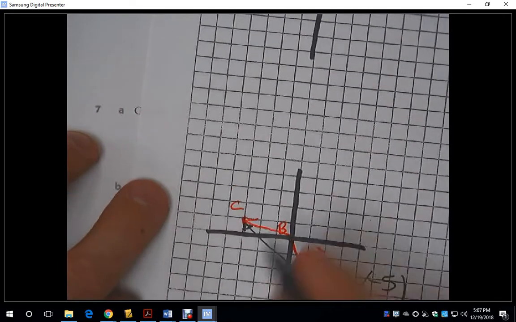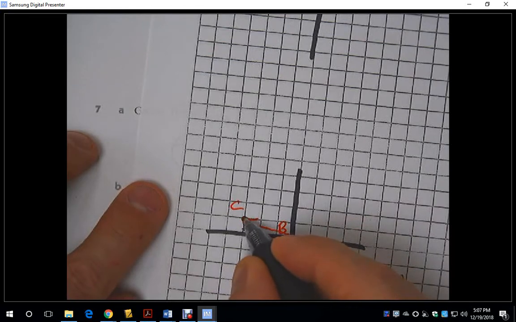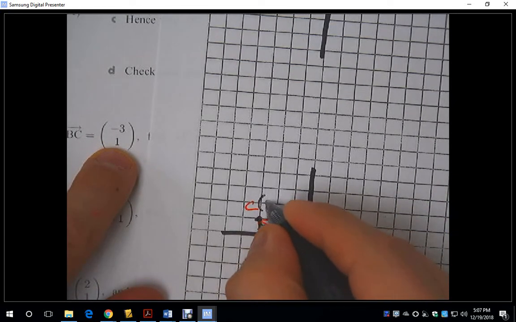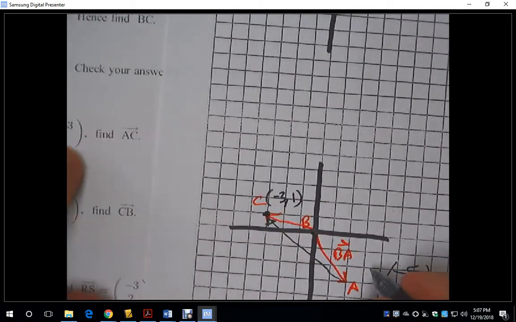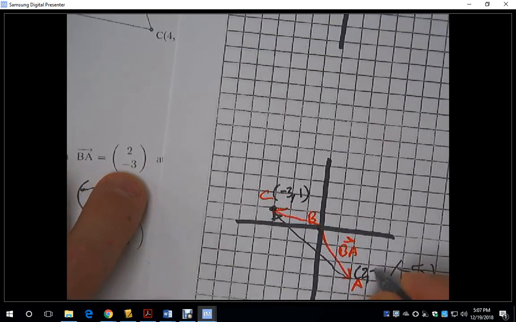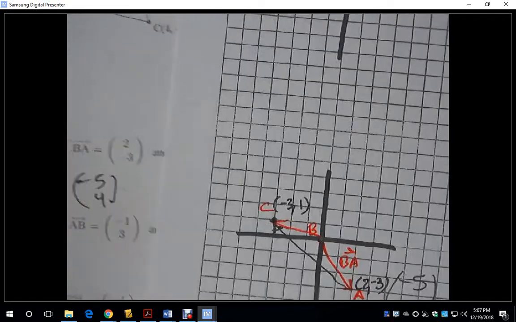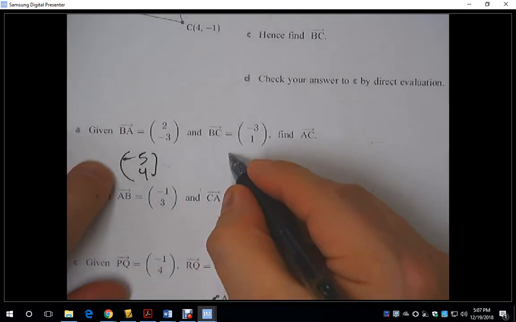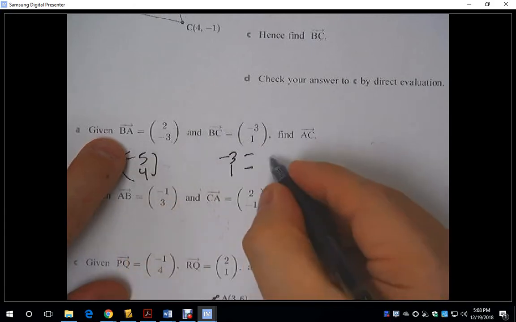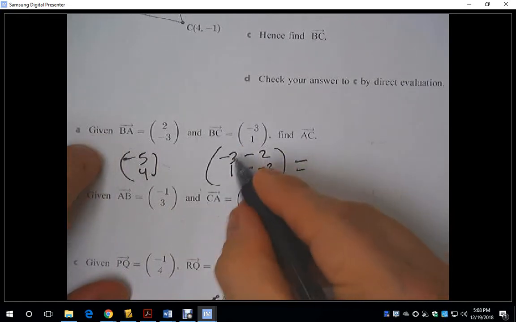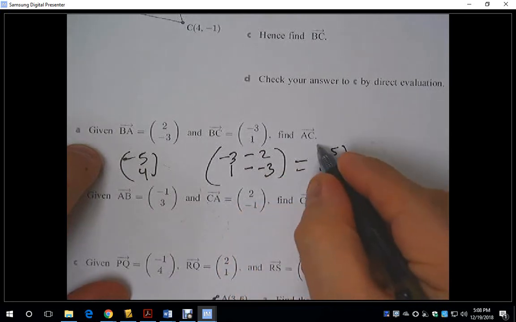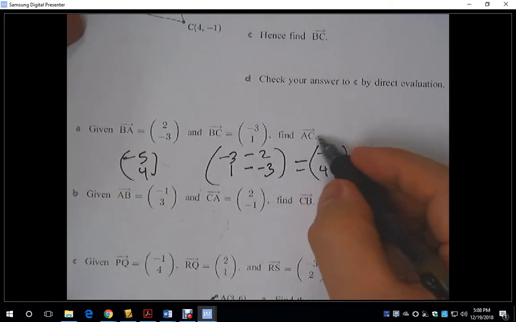Well, if you look at the way that I constructed this, if I move all the tails to the origin, then I can think of this vector of negative 3, 1 as a coordinate. I can also think of this other vector, if I move the tail to the origin, as a coordinate of 2, negative 3. If they're coordinates, then we can just take head minus tail: head of negative 3, 1 minus tail of 2, negative 3. Negative 3 minus 2 gives us negative 5, and 1 minus negative 3 gives us a positive 4. So there we go. We have negative 5, 4, which is our new vector from A to C.